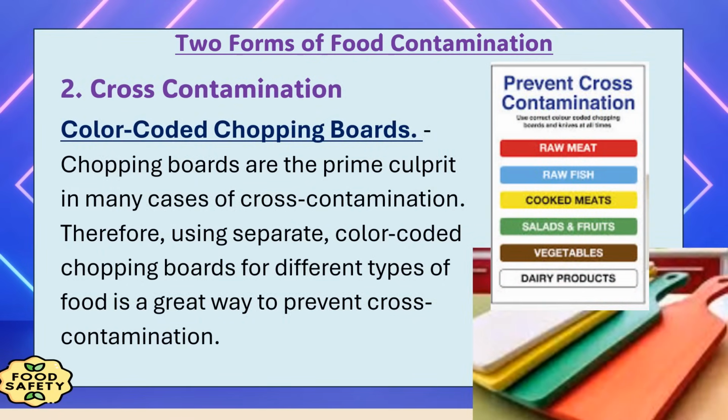Cross-contamination through chopping boards. We have to use color-coded chopping boards. Chopping boards are the prime culprit in many cases of cross-contamination. Therefore, using separate, color-coded chopping boards for different types of food is a great way to prevent cross-contamination.